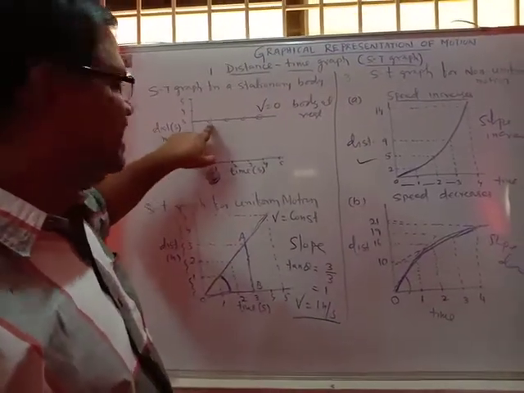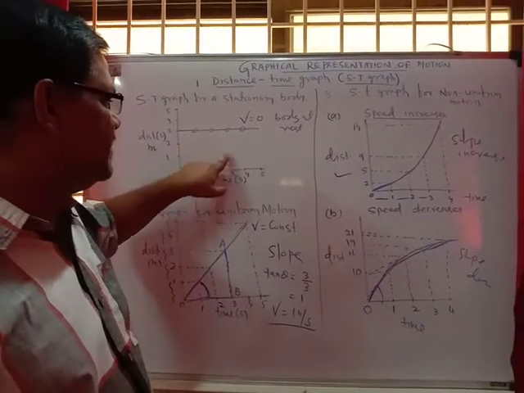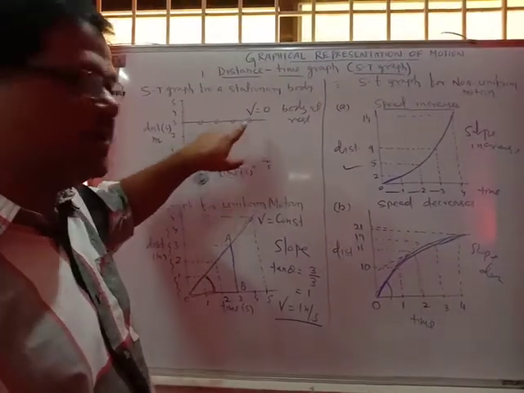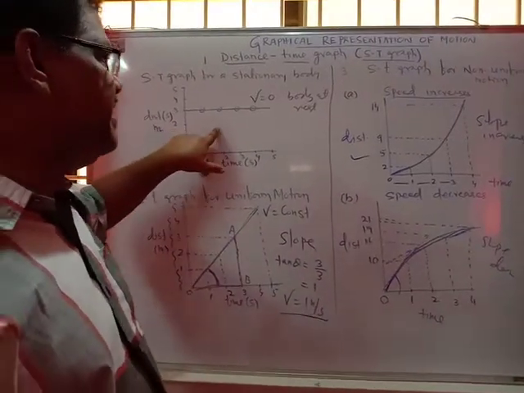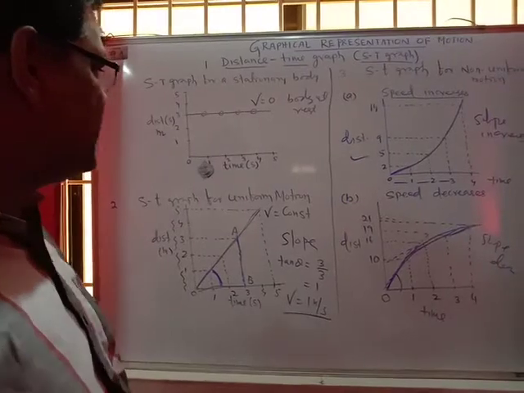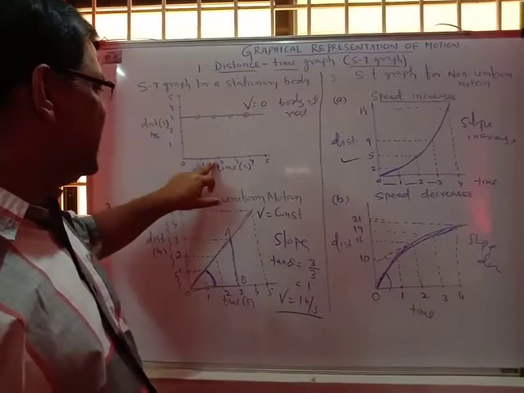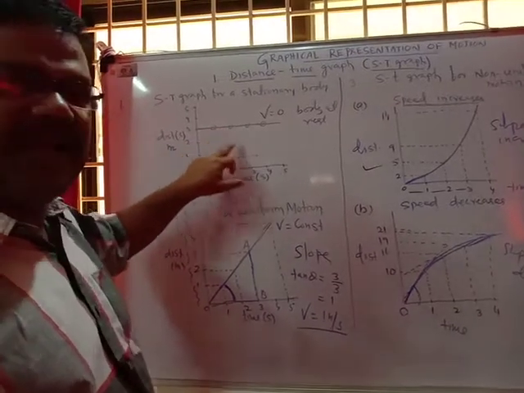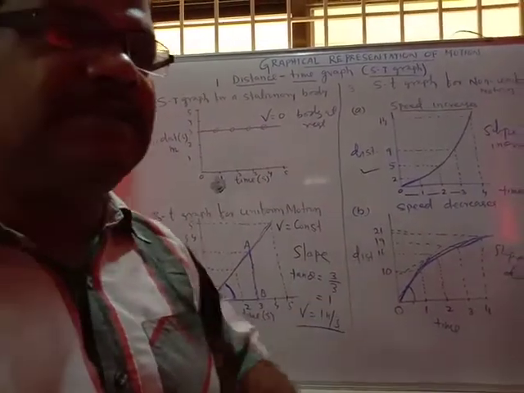After 1 second, it is also 3 meter. After 2 seconds, it is also 3 meter. After 4 seconds, we also find the 3 meter distance. So what happens? We know that speed equals distance covered in an equal interval of time. In the interval of time of 1 second, the distance traveled is 0; in another interval, the distance traveled is 0; in another interval, again 0. It means the object is not changing its position.